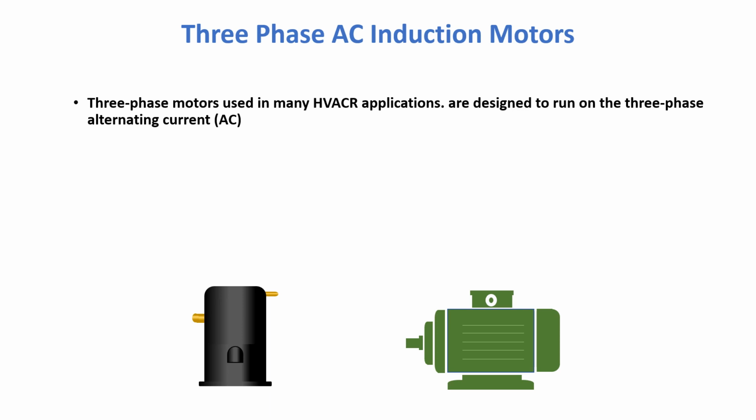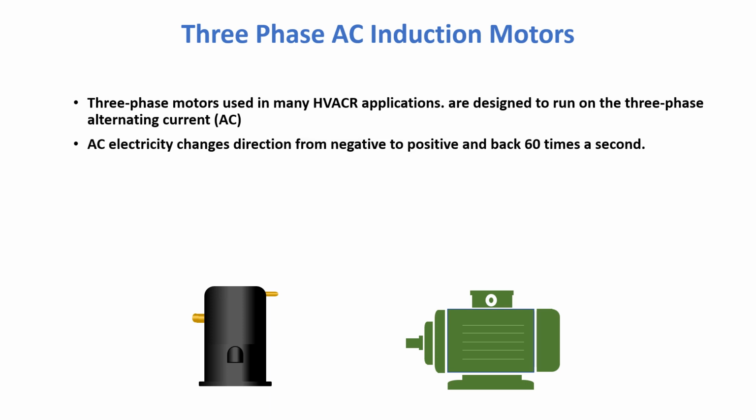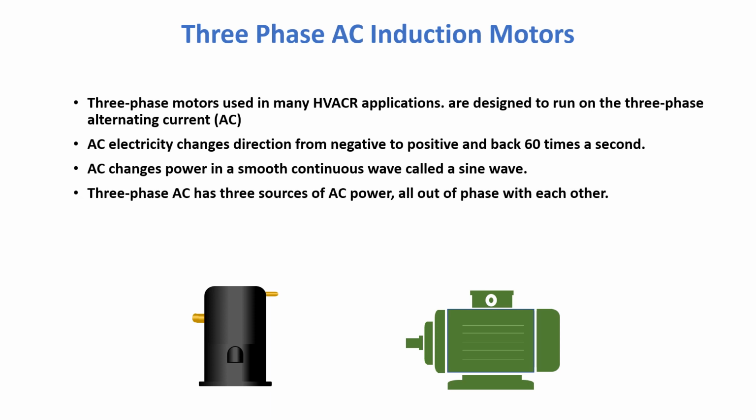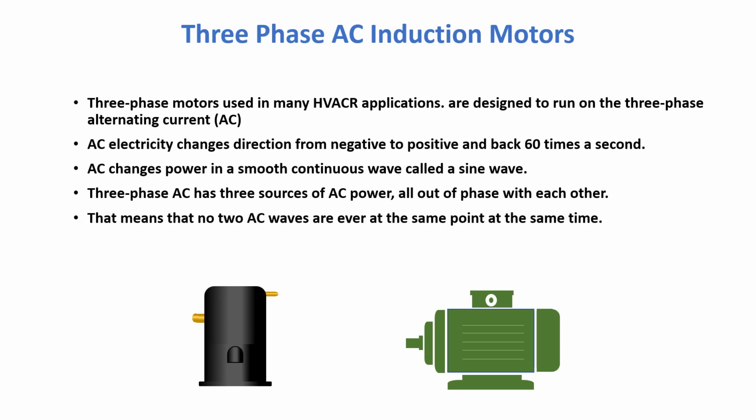Three-phase motors used in many HVACR applications are designed to run on three-phase alternating current. AC electricity changes directions from negative to positive and back 60 times a second. AC changes power in a smooth, continuous wave called a sine wave. Three-phase AC has 3 sources of AC power, all out of phase with each other. That means that no 2 AC waves are ever at the same point at the same time.